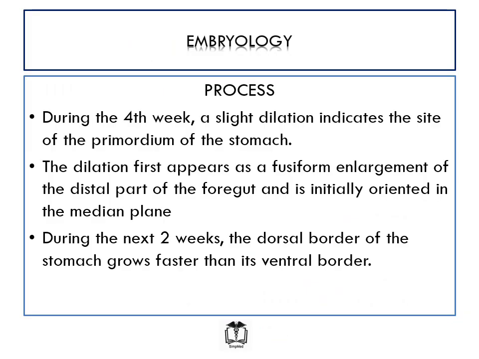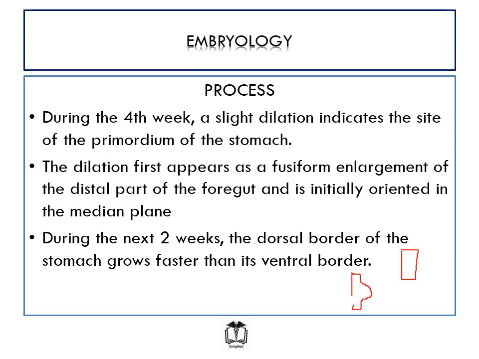During the fourth week, a slight dilatation occurs at the lower aspect of the foregut. That slight dilatation indicates the formation of the stomach. That area is the primordium of the stomach. It's the site where the stomach is going to form. This dilatation first appears as a fusiform enlargement. So from being a straight tube of the foregut, we have this fusiform enlargement, something we can call an outpouching.